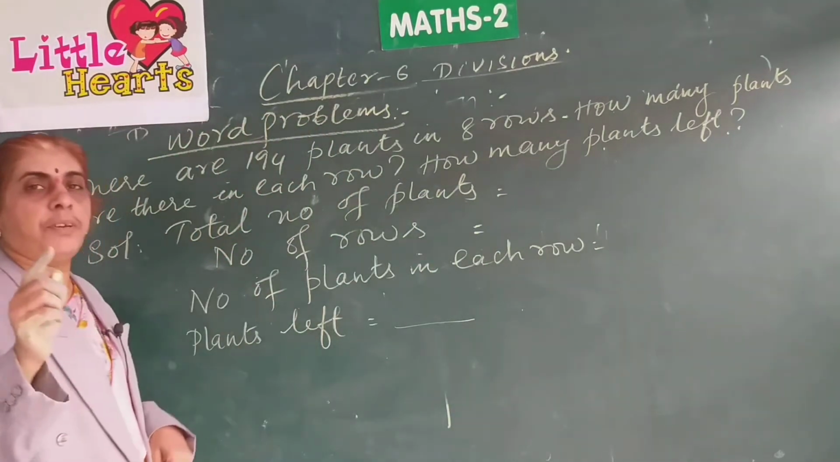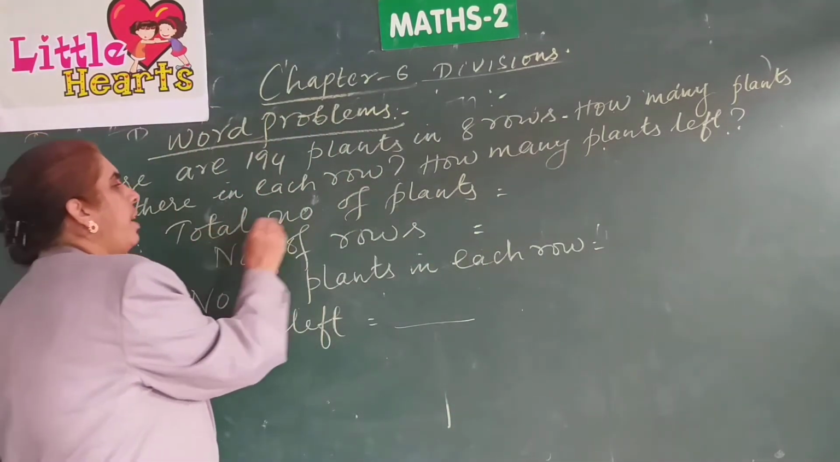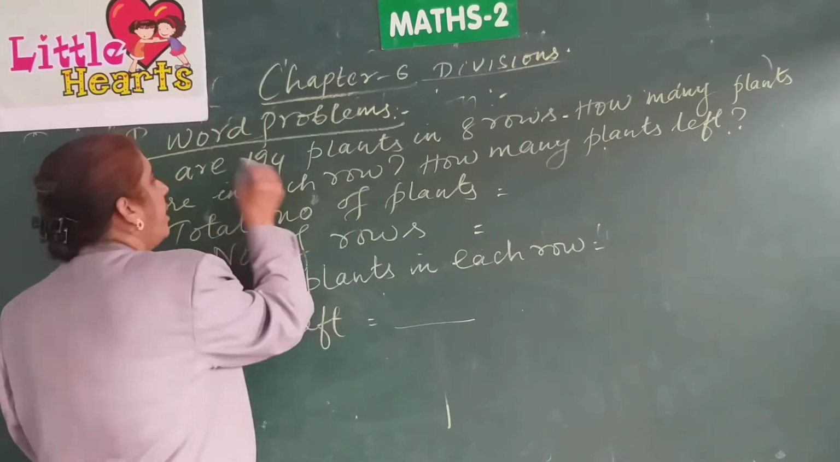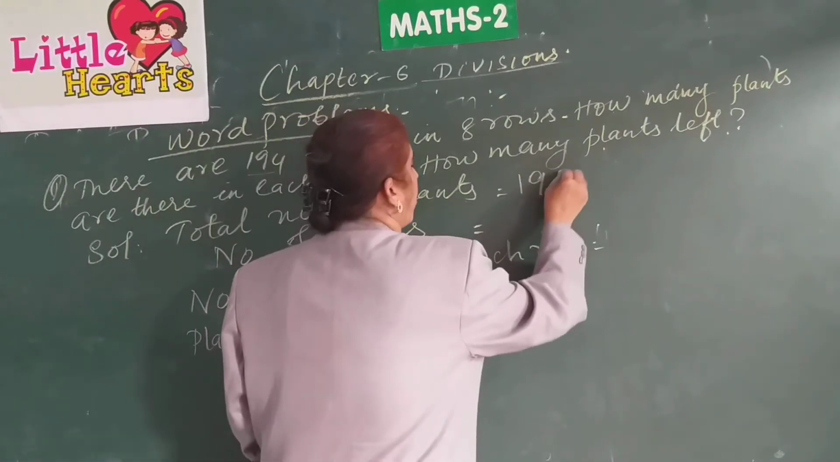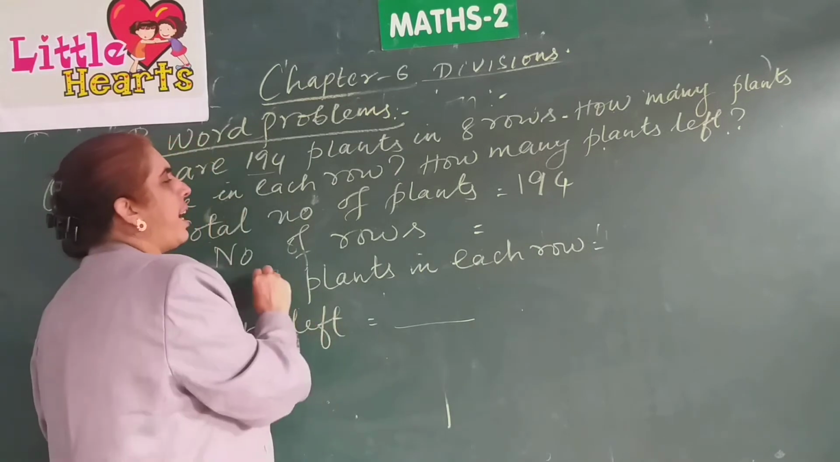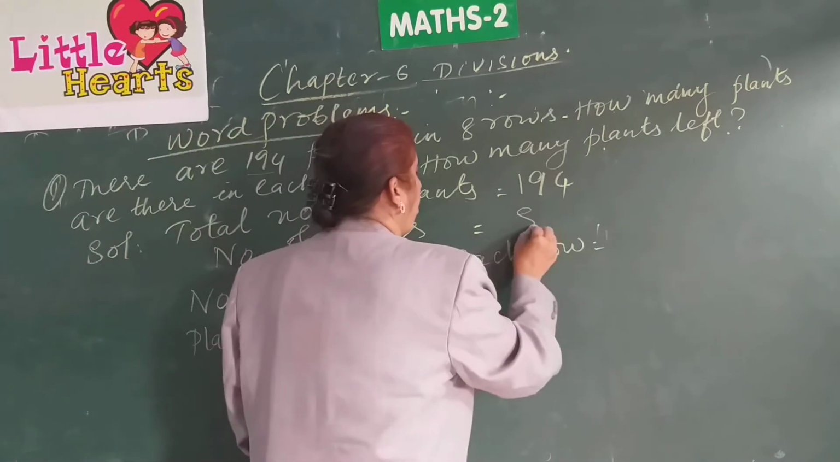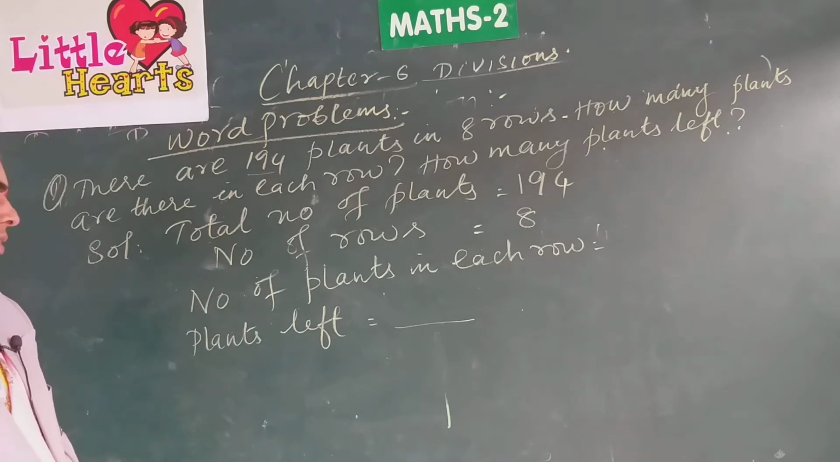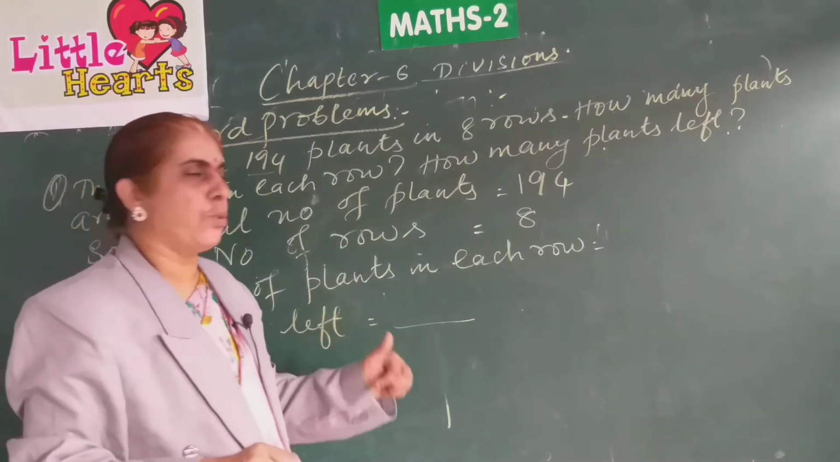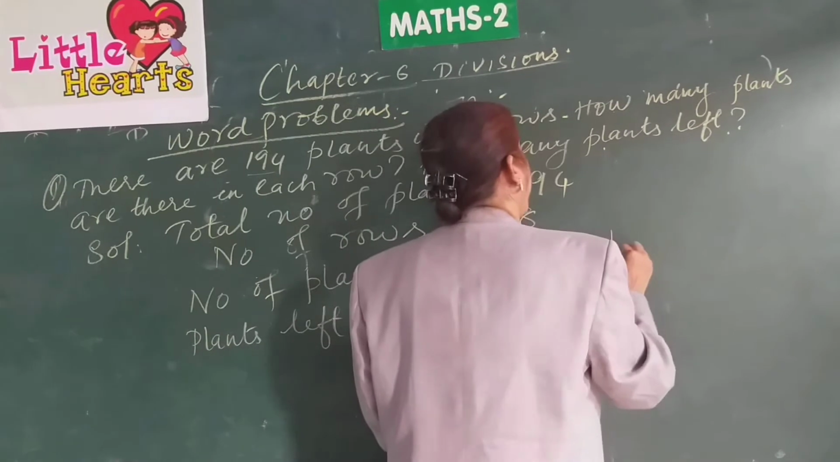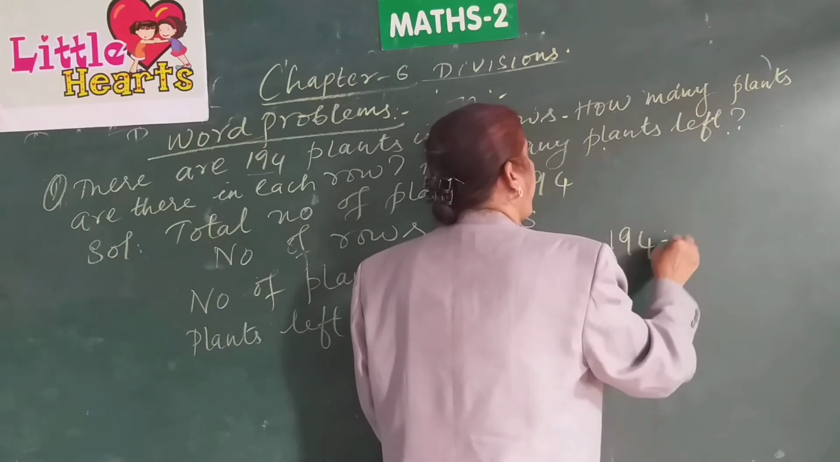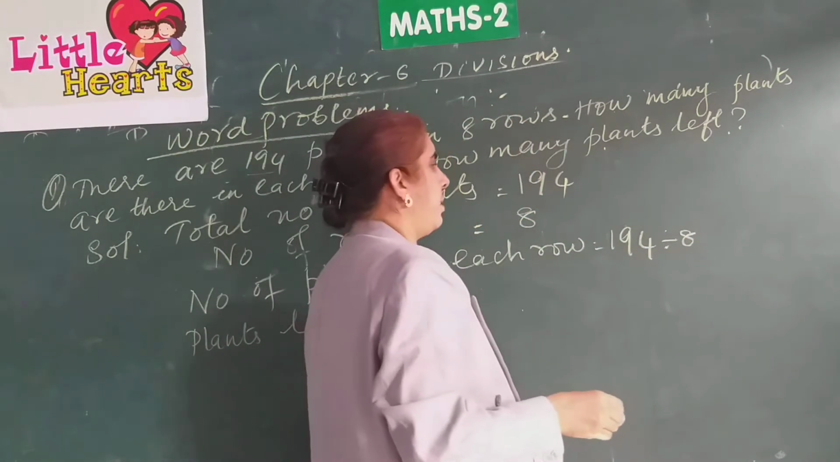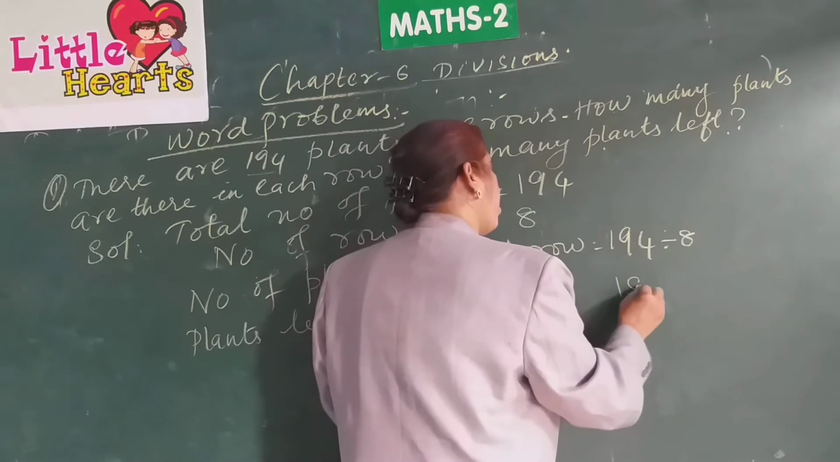So what is given, you have to write first. Total number of plants, how many? 194. Into how many rows they are arranged? 8 rows. So in 8 rows, 194 plants are arranged. Number of plants in each row, 194 divided by 8. Let us carry out the division here.